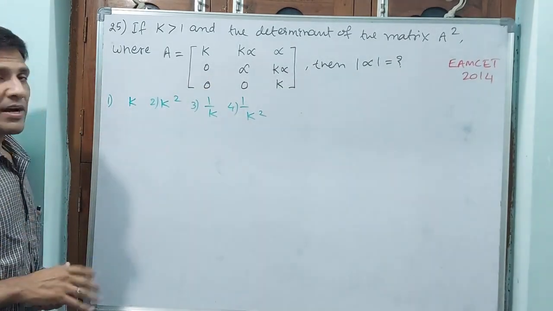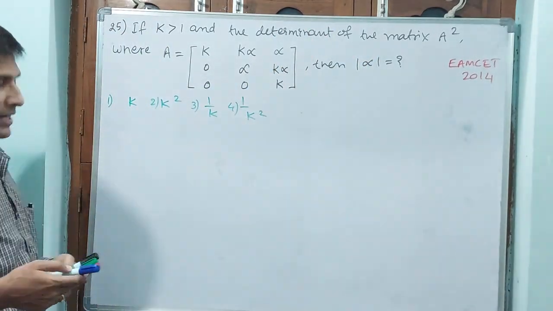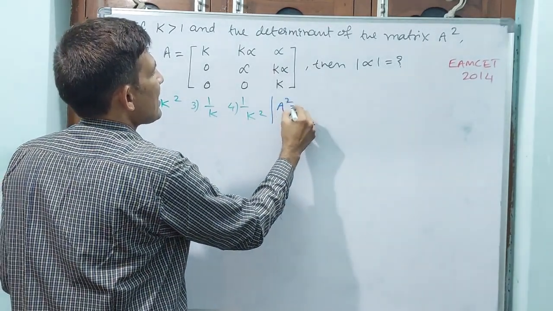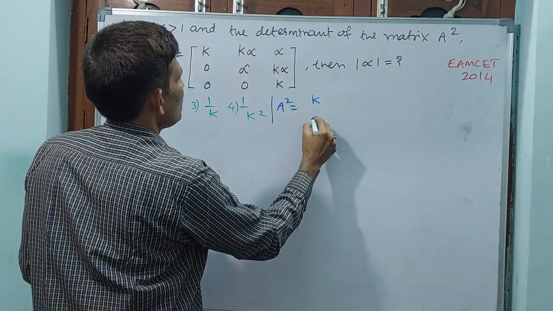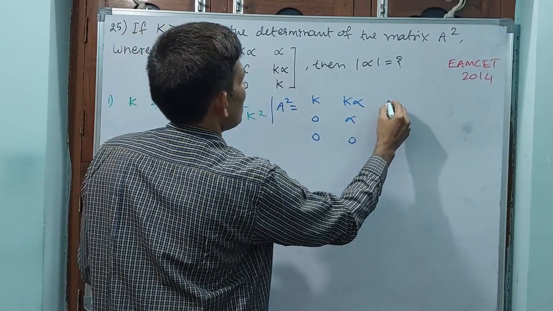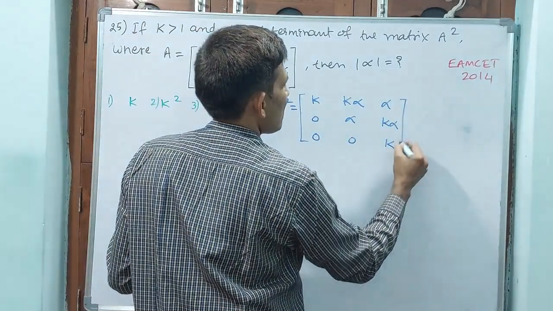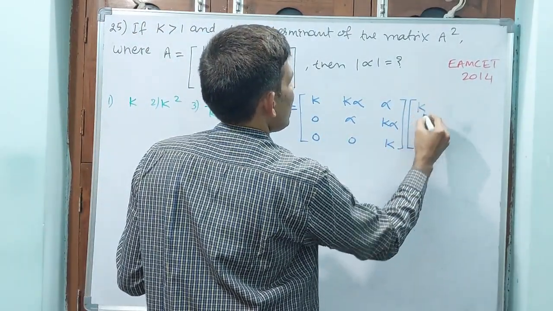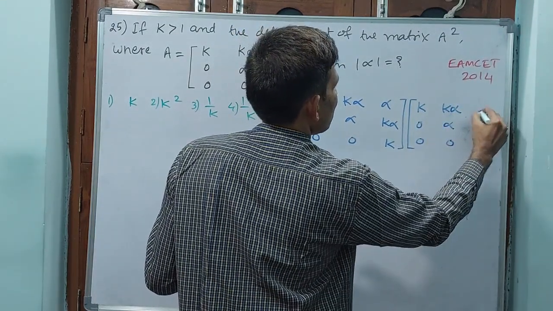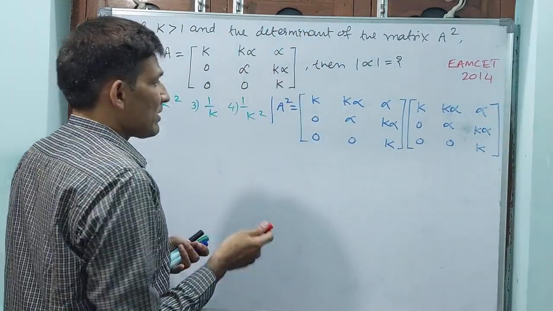First, I will find A square. Unless you find A square, you cannot do further. Let me find A square. A square is equal to the matrix K 0 0, K alpha 0, alpha K, multiplied by another matrix, the same one again, because square means you have to write K 0 0, K alpha 0, alpha K again. Now it is a 3 by 3 matrix.